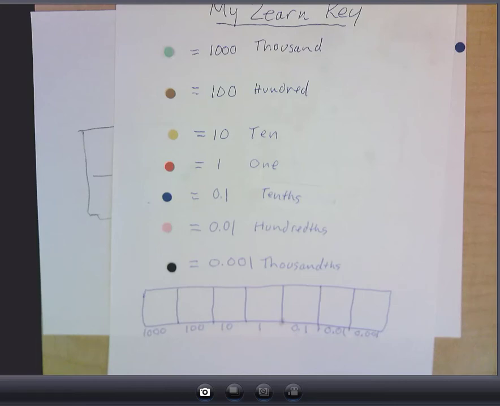Hello. I wanted to give you some ideas on how to use your Zern key when we're using placeholder charts. So we're going to take a look at a placeholder chart. You're going to need a piece of scratch paper and a pencil and your Zern key and lots of pieces to go with your Zern key.